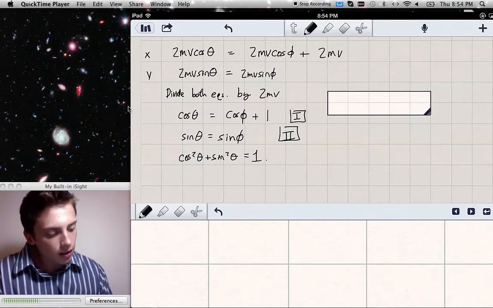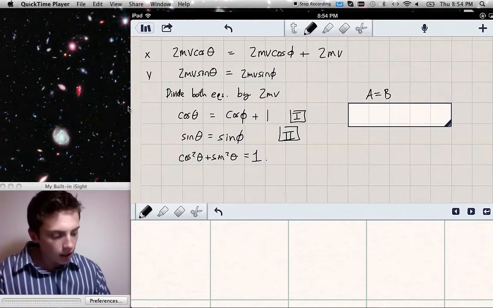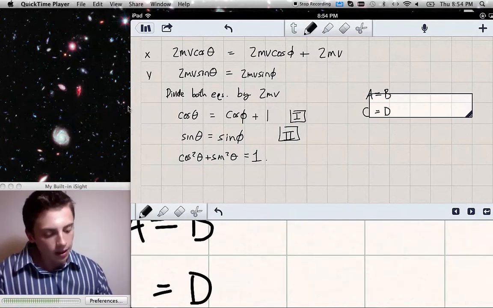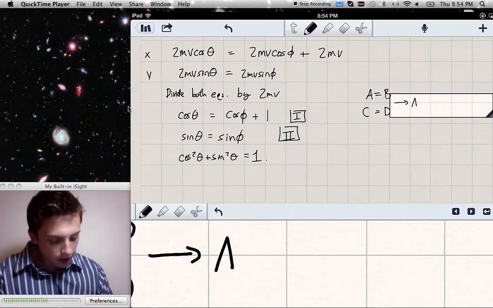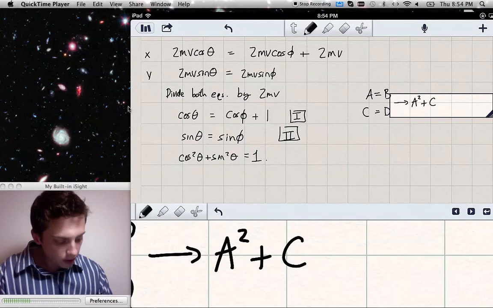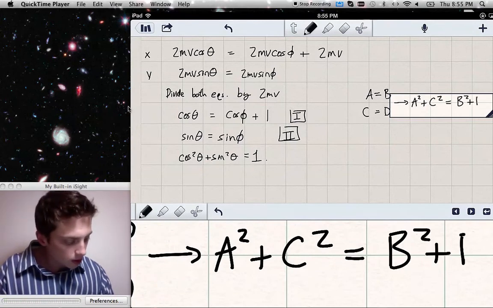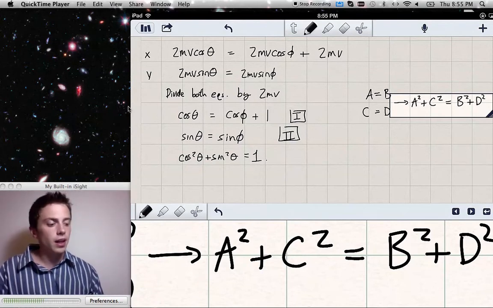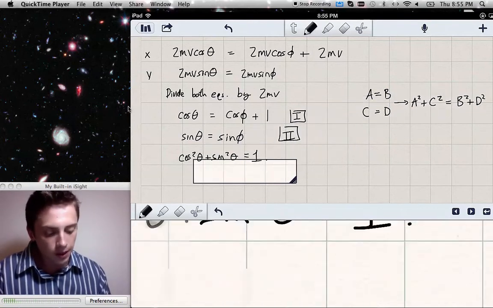And the reason why that works is, let's say for example we have two equations: A is equal to B and C is equal to D. What's a valid equation that's consistent with that? Well, if I square A and add it to C squared, that should also be equal to B squared plus D squared. Go ahead and verify for a second that that indeed does make sense. And so we're going to use that same logic over here.